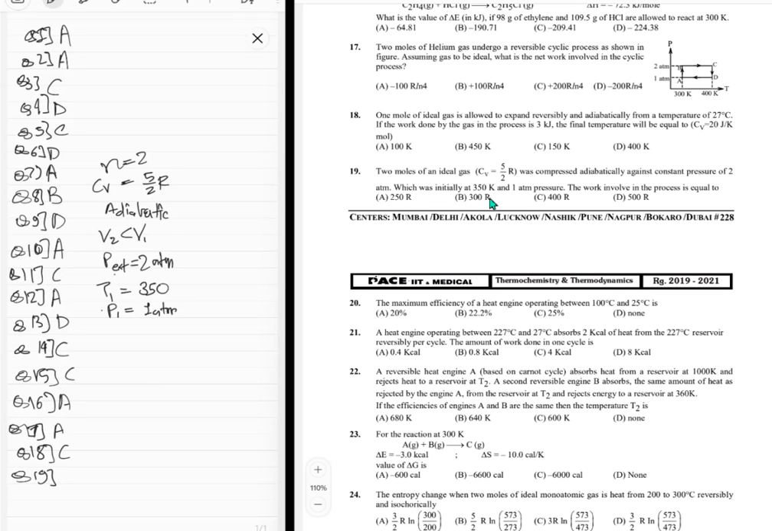There's nothing even about the final state. If you don't give me the final state, I cannot solve it unless I assume it's reversible adiabatic. But then it makes no sense for it to be at a constant pressure of 2 atmosphere, right? Because in an adiabatic process, PV to the power gamma equals a constant. This makes no sense.